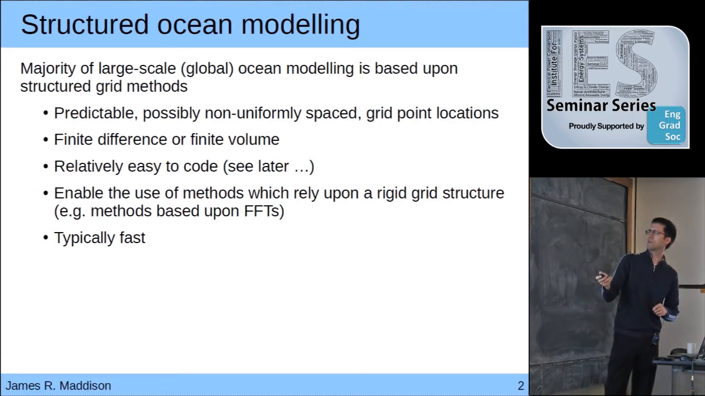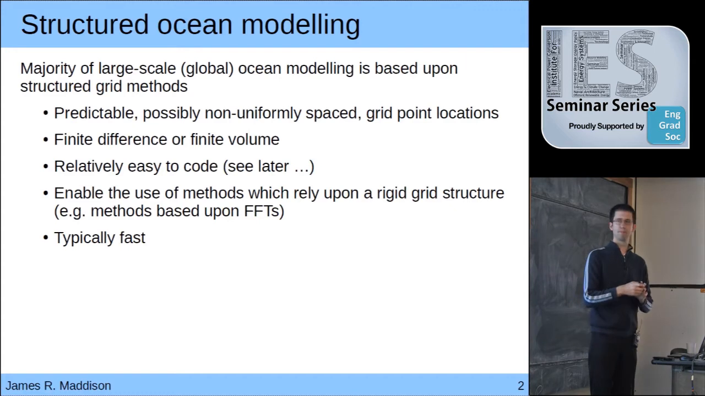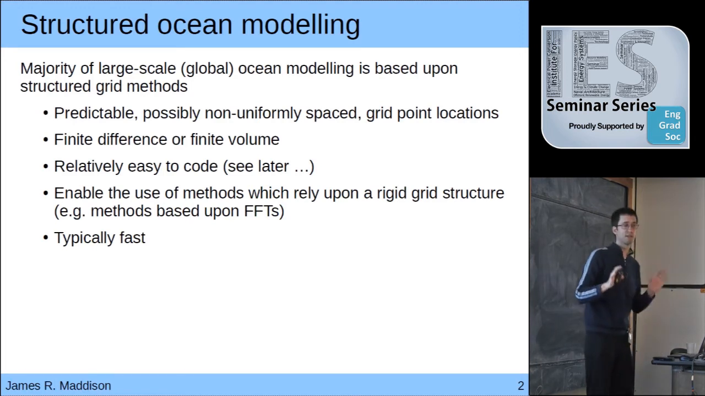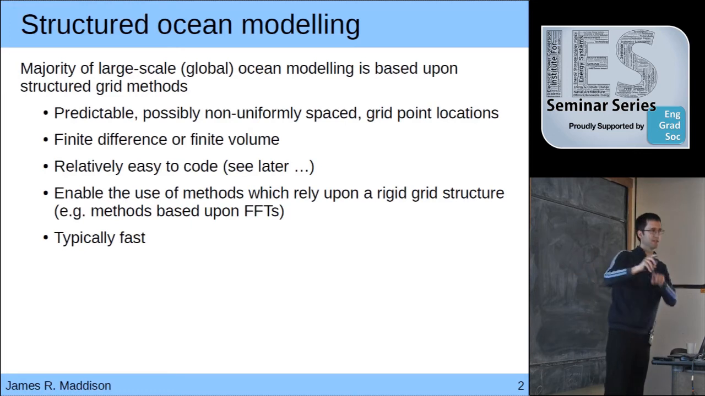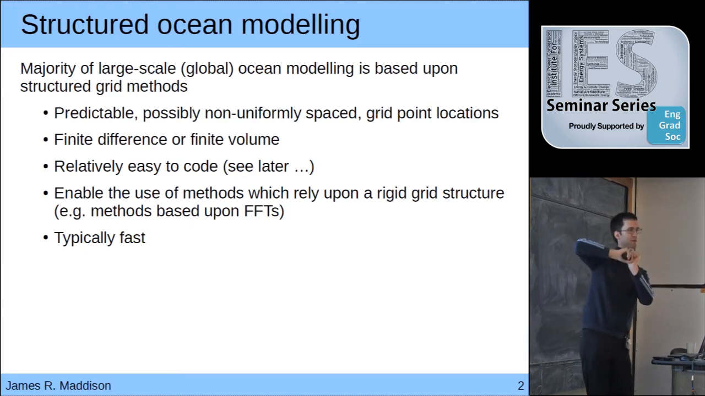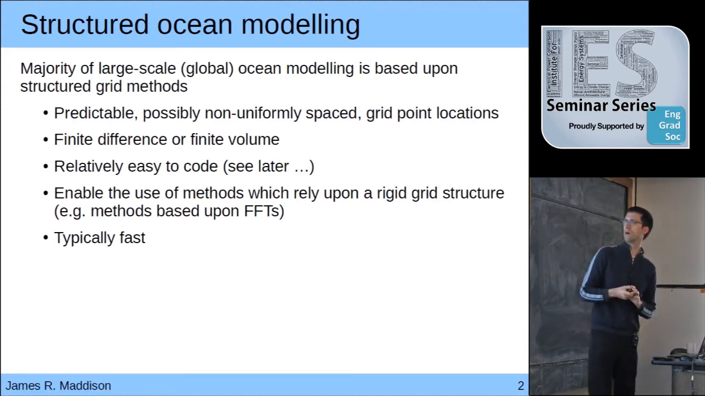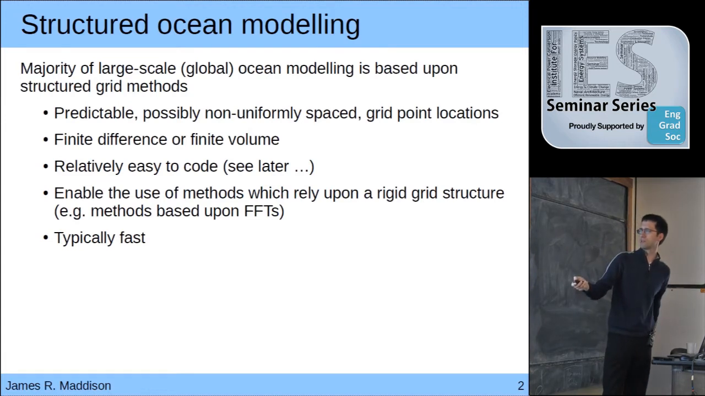What this means is that we have a nice grid which basically maps the data in your model onto an array in your code. So you have a nice, predictable, sometimes uniformly spaced, sometimes not, grid of data. If you have a data point here, then it's really easy for the computer to work out what the neighboring data point is there. That might just be an index increment in one direction in your array. They're usually finite difference or finite volume, depending on how you view the discretizations.